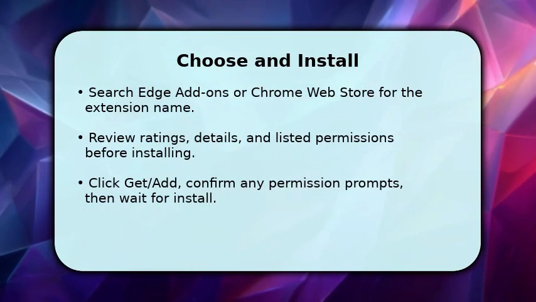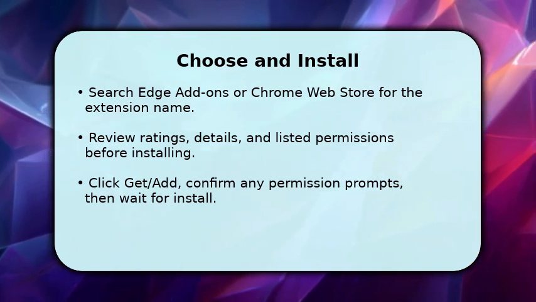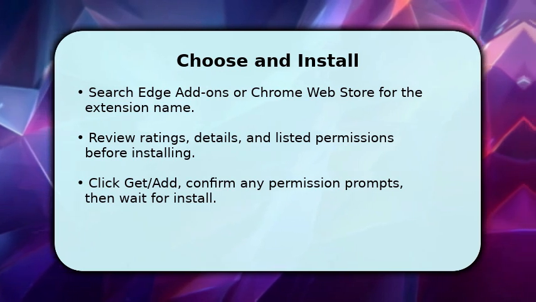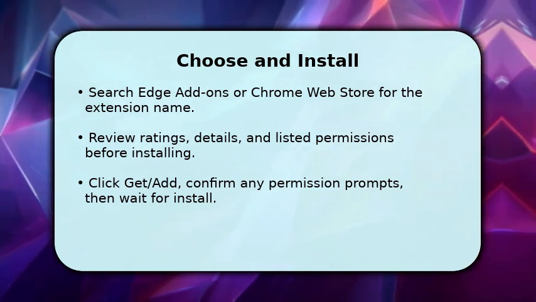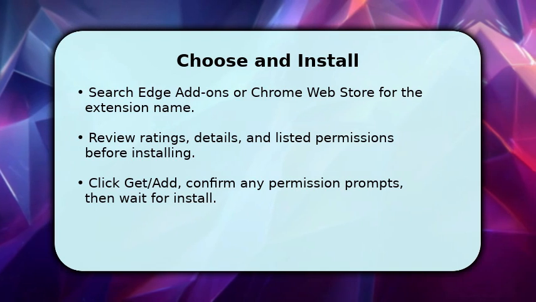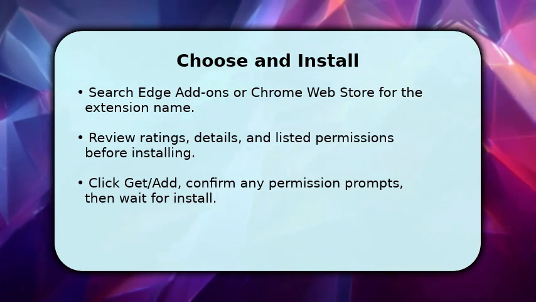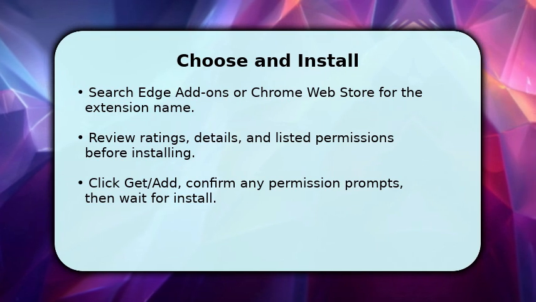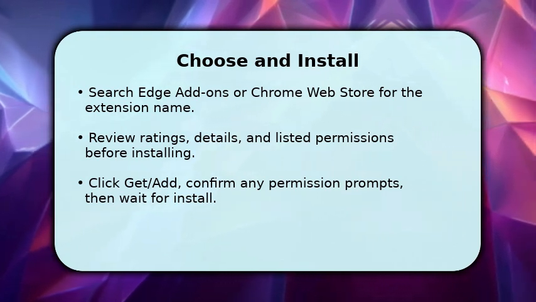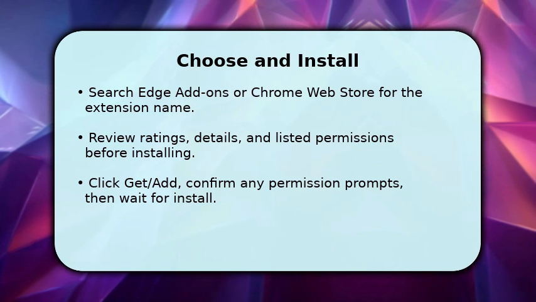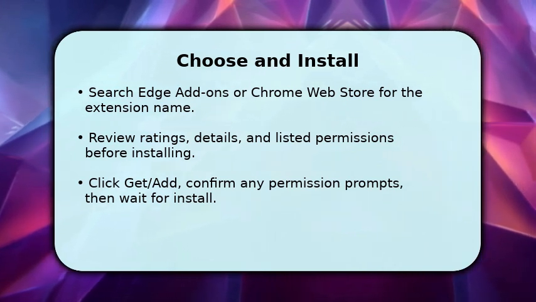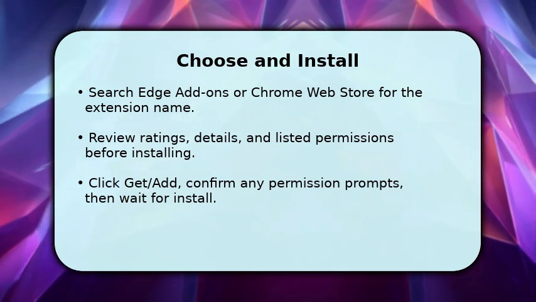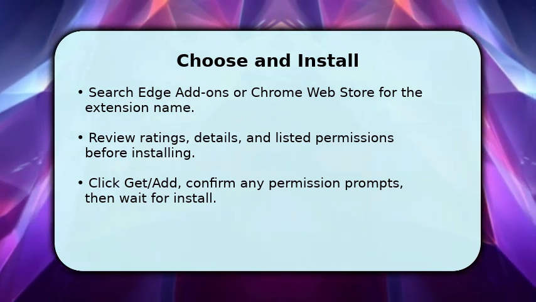Once done with the setup, search the Microsoft Edge add-ons site or the Chrome Web Store if you enabled it. Type the extension name and compare results. Make sure to read the description, ratings, and the permissions list. This explains what the extension can access and why. When ready, click Get or Add to Chrome, then confirm the permission prompt. Edge will download and install the extension. When it finishes, the icon appears in the toolbar or the Extensions menu, so you can proceed to configuration.